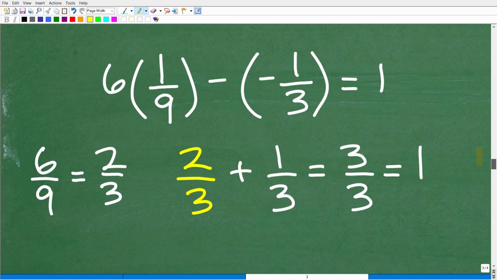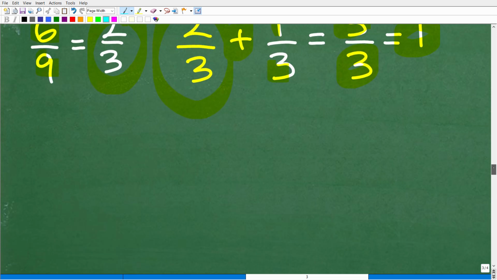Okay, so 6 times 1/9. Well, 6 times 1/9 is 6/9, but I can reduce that down to 2/3. Okay, so the result of doing this is 2/3. And now I have minus a minus, which would be, of course, plus 1/3. So 2/3 plus 1/3 is what? Well, it's 3/3. 3 over 3 is indeed 1. Okay, so that is the final solution.